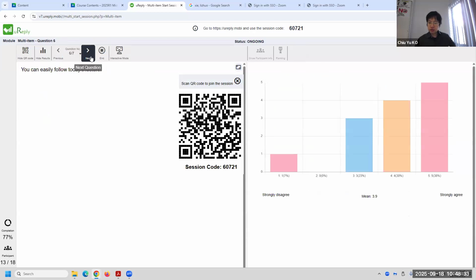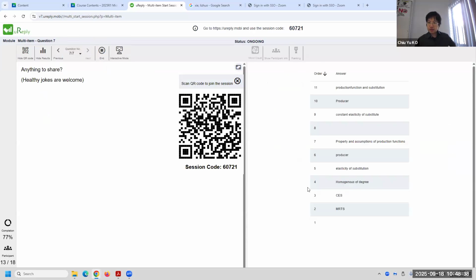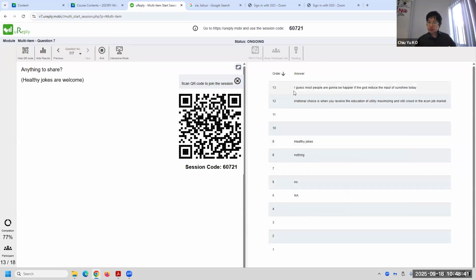Good. I think it's not too fast, and I mean, someone is not very happy with my speed, but oh yeah, I guess most people are going to be happy if God reduces the input of sunshine today. Is it too hot? Yeah, maybe. I guess most people are happy if God is going to increase our typhoon signal from 1 to 10, and another 0 there, maybe people are very happy. Irrational choice is when you receive education of utility maximizing and still crying in the econ job market.